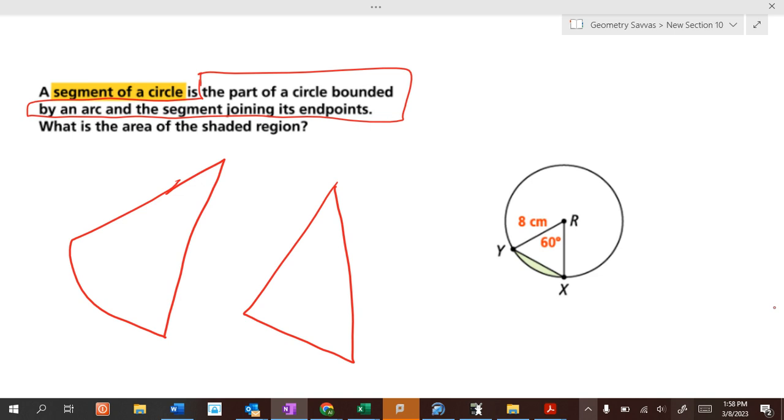If I know how to find this area and this area, how would you find this sliver? You would subtract these two. Take the area of the sector minus this area, and it just leaves you with that area, right? So we're going to subtract. So the area of the sector is 60 over 360 times pi times 8 squared. Okay?